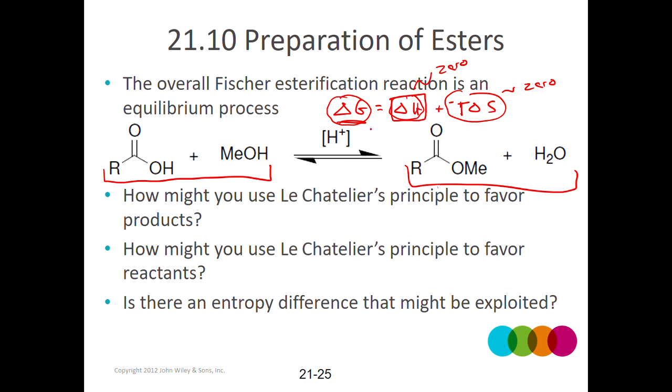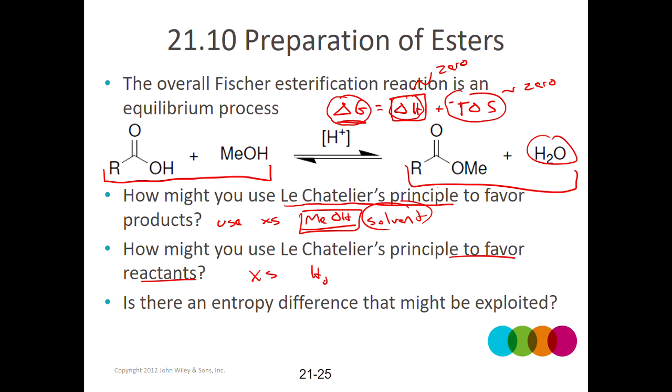And so if we want to shift it to one side or the other, we have to use Le Chatelier's principle. If I want to shift it toward the products, I use excess reactant. Whatever the alcohol is that I'm trying to connect to make an ester, I use an excess of that. I would use it as my solvent, a big excess of it. If I wanted to shift it back toward the reactant side, I use excess water. I would use water as my solvent.